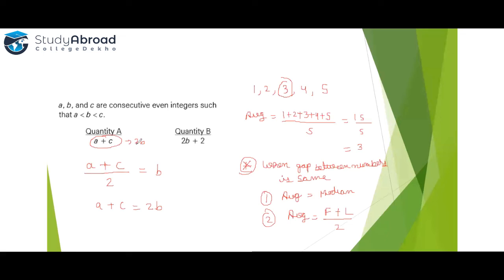Now quantity A is 2B, quantity B is 2B plus 2. So which has to be greater? Directly, quantity B is greater.